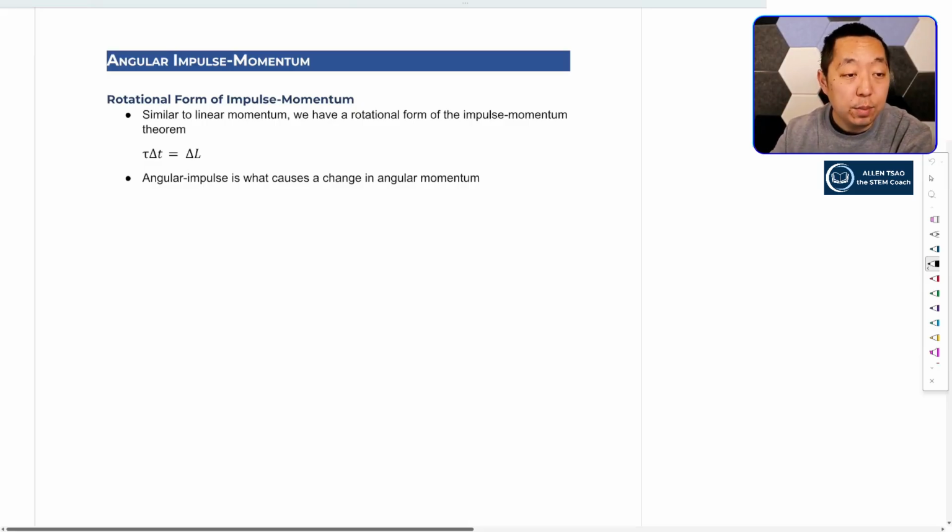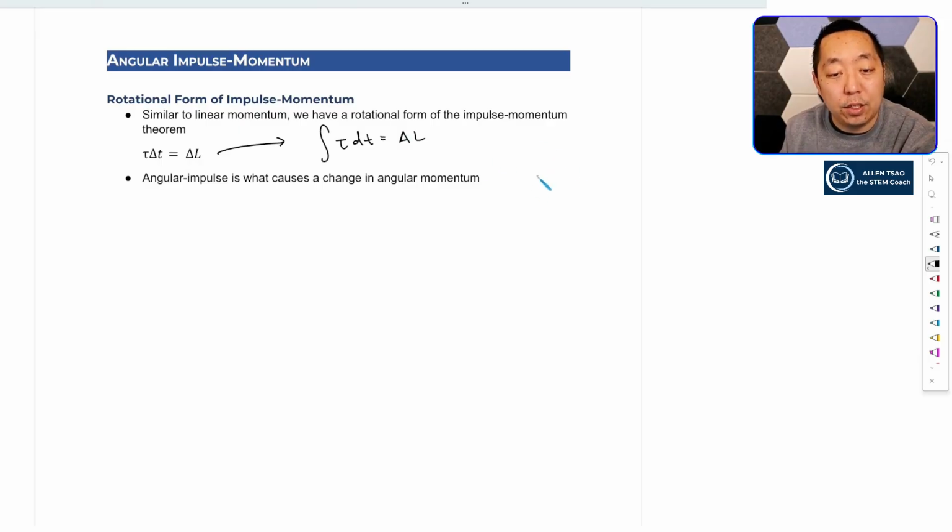All right, so similar to linear momentum, we have a rotational form of impulse momentum. We're on the last unit. We were on linear momentum, so now we have to go to the rotational form of that. The calculus form is the integral of torque dt. This is going to give you the change in angular momentum, and that should be related to this one: F over time is giving you the change in linear momentum.